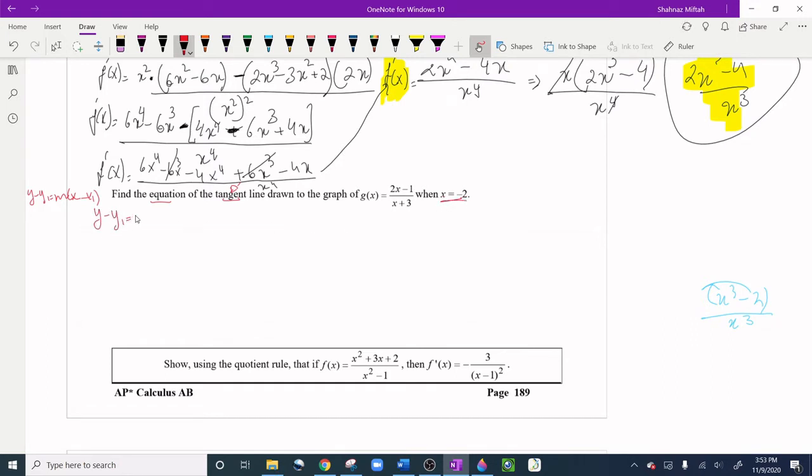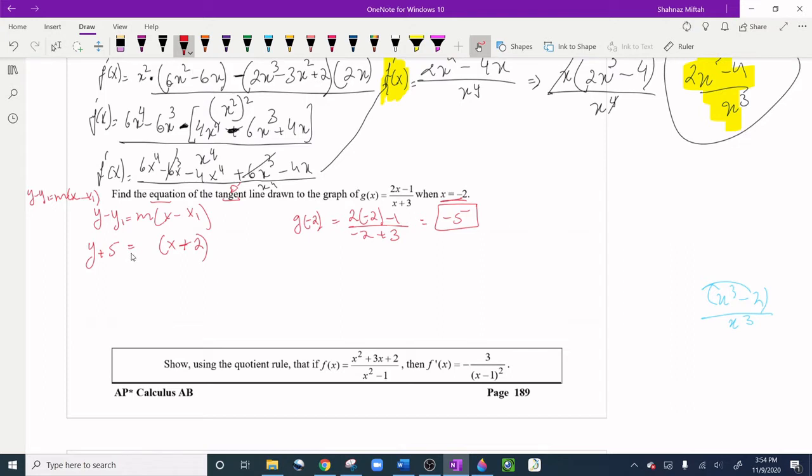y minus y1 equals m times x minus x1. That's my equation. Now the x value is already negative 2. I need a y value. So how do I get a y value? I'm going to plug in negative 2 in the original equation. 2 times negative 2 minus 1 over negative 2 plus 3 is going to give me negative 5. So that's my y value. So I'm going to replace the y1 with negative 5, which turns positive because negative times negative is positive. M I don't know yet, and the x is negative 2, so it turns positive again.